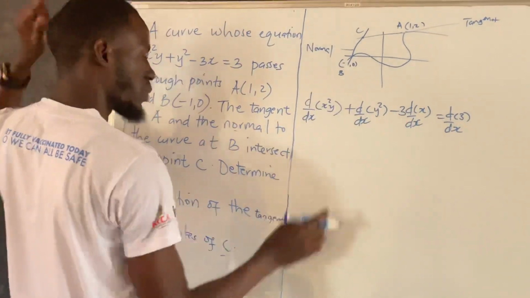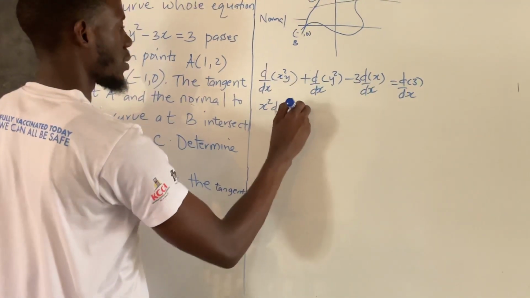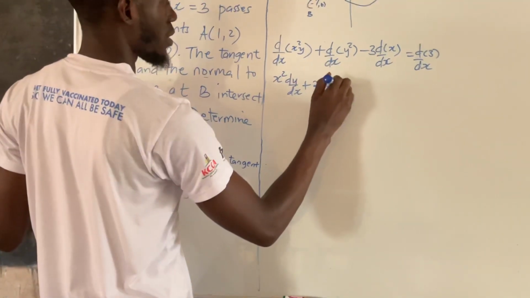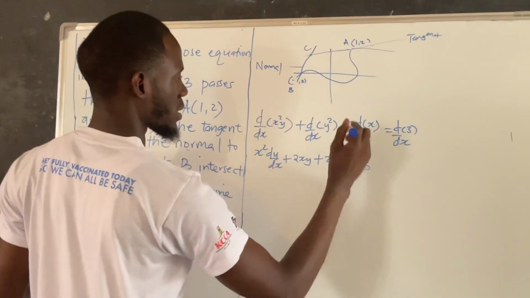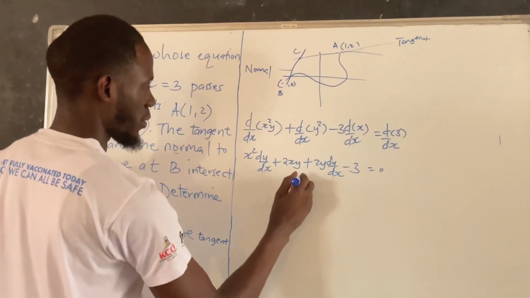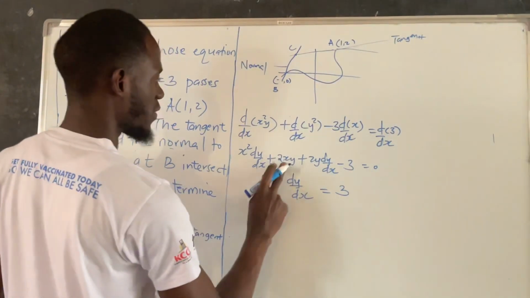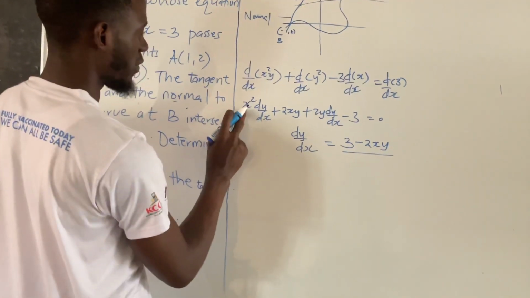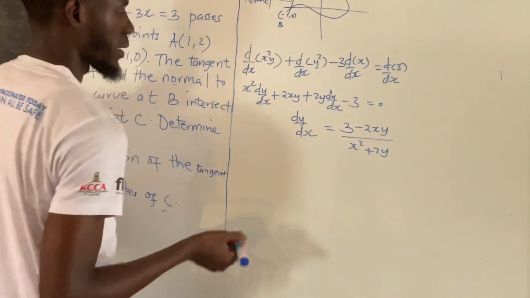Then this is the product rule. We keep x squared constant, differentiate y, we have dy/dx, plus keep y constant, differentiate x squared, we have 2xy, then plus 2y dy/dx minus 3, and this is equal to 0. Put the dy/dx alone and we shall have dy/dx equal to, when the 3 crosses it becomes positive, when the 2xy crosses it becomes negative 2xy, then divided by the coefficient of dy/dx, which is x squared plus 2y.